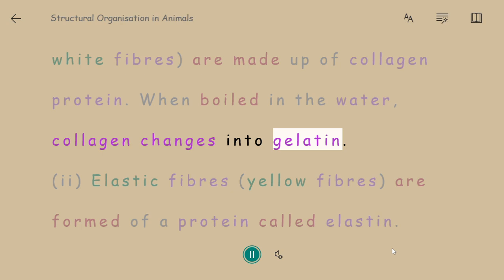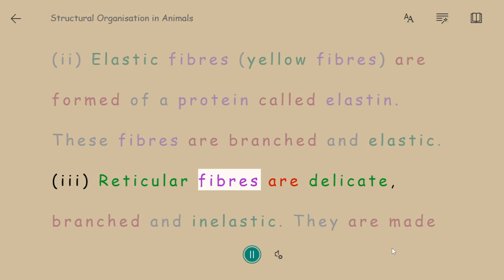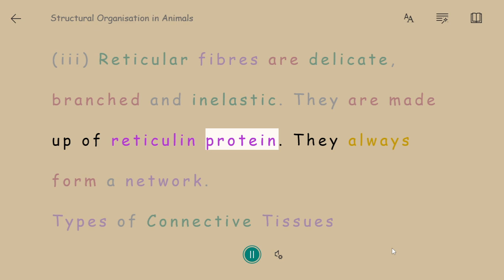2. Elastic fibers, yellow fibers, are formed of a protein called elastin. These fibers are branched and elastic. 3. Reticular fibers are delicate, branched, and inelastic. They are made up of reticulin protein. They always form a network.